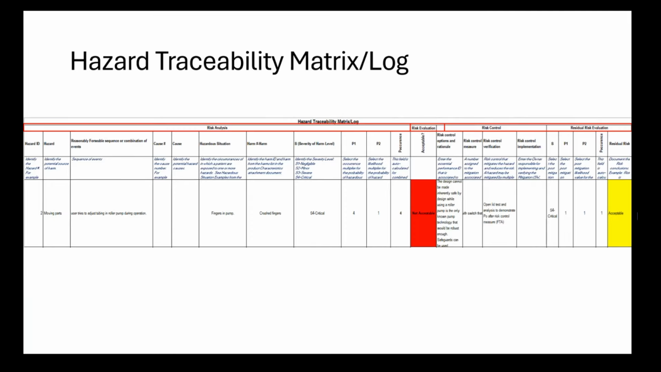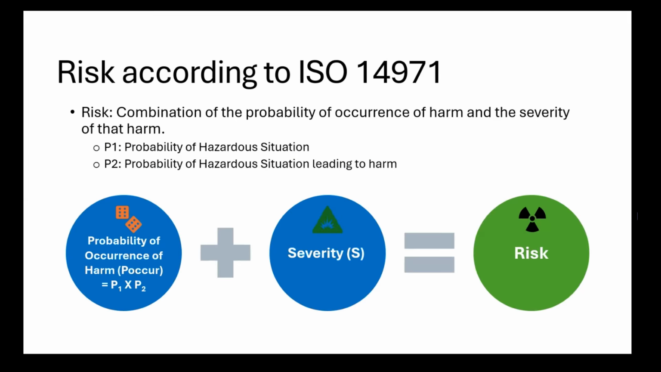Now, I would talk about a little bit of the technicalities of how you calculate those probabilities. Risk overall is a combination of probability of occurrence of harm, or P occurrence, a lot of the companies call it P harm, and the severity of that harm. And this is where when you are doing the probability calculations, there are two probabilities that you need to consider. Most of the time, companies do it that way. Number one is P1, which is the probability of hazardous situation occurring.